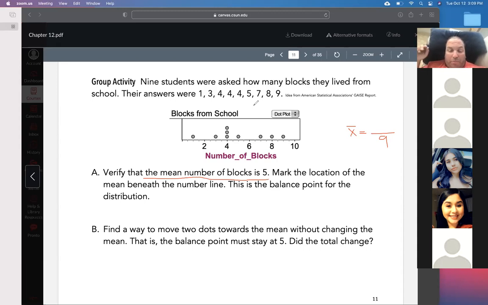So we're all happy. Okay, so when I add them, what do I get? 45? 45. And therefore, what is the mean? 5? Okay, so we just verified that the mean is 5. It says mark the location of the mean beneath the number line. Okay, so here's 5. This is the balance point. I think that's 4.5. Oh, yeah, you're right.